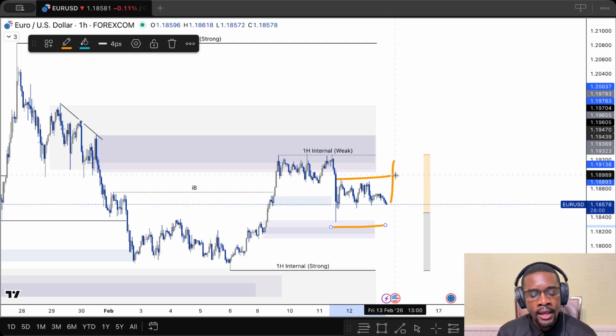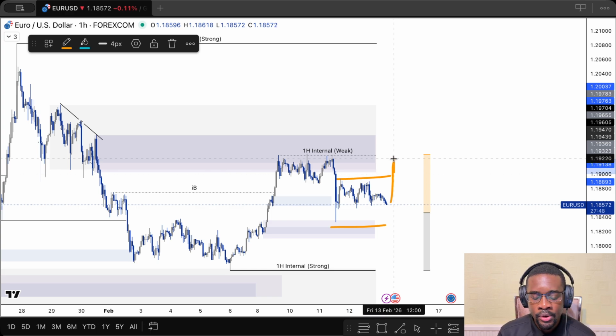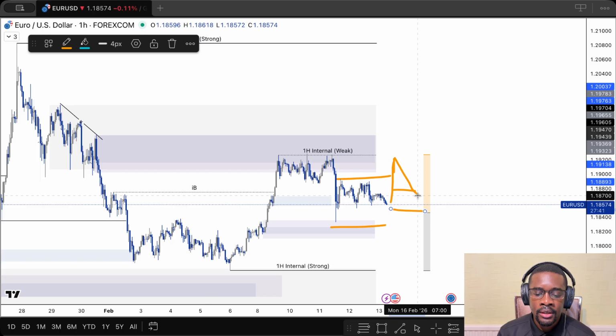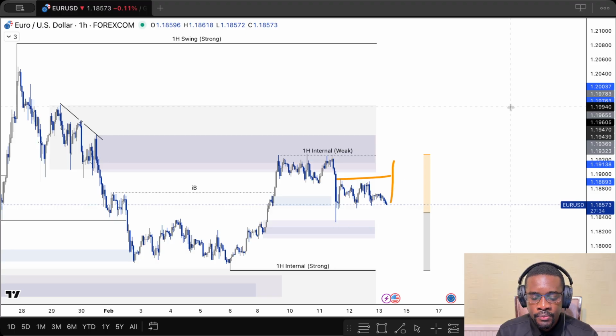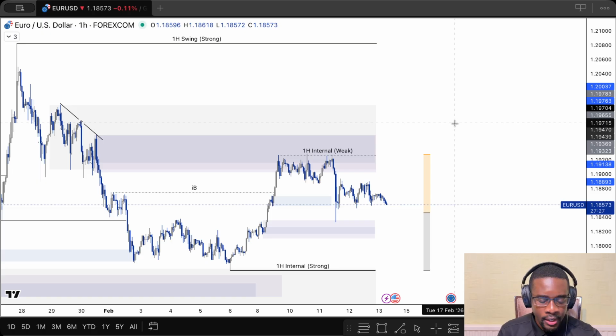But looking at the higher time frames, they are bullish. Swing and internal for the daily, swing for the 4-hour. So if we do start by breaking bullish, we might have a reaction, maybe new areas created, and then from there start looking for more longs. Those are the scenarios that I'm anticipating for today.